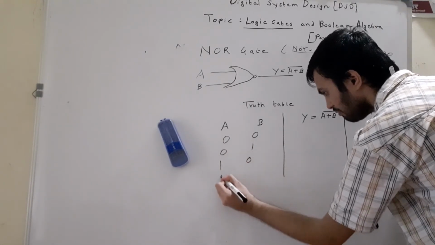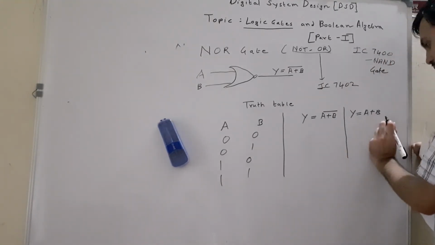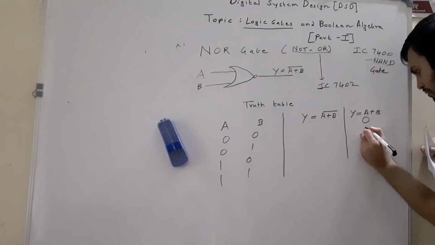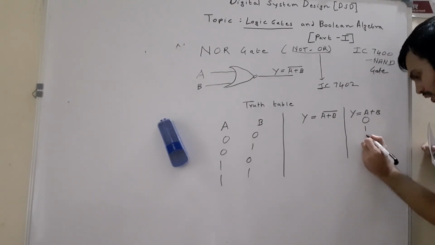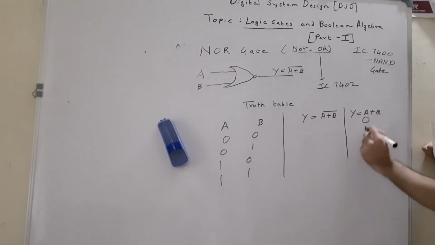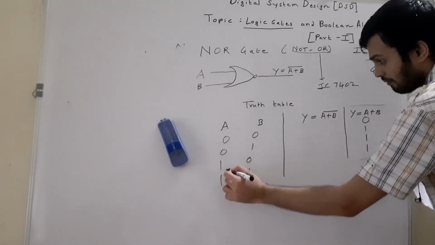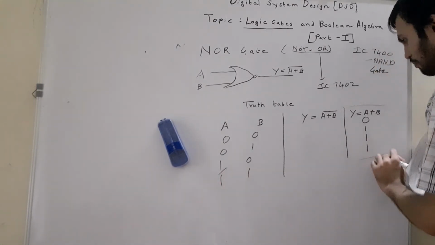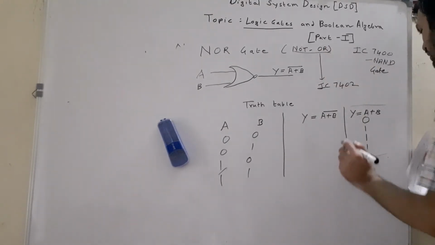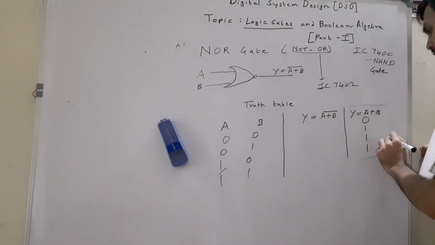1 0, 1 1. So what was the truth table for the OR gate? For 0 0 it was 0, 0 1 it was 1, 1 0 it is 1, and 1 1 it is 1. So for this OR gate truth table, that is Y is equal to A plus B, we see that whenever any one of the inputs is 1, your output is 1. But now we are dealing with the NOR gate, which is not OR. So what is not OR? We have to simply complement the results that we obtained for the OR gate.